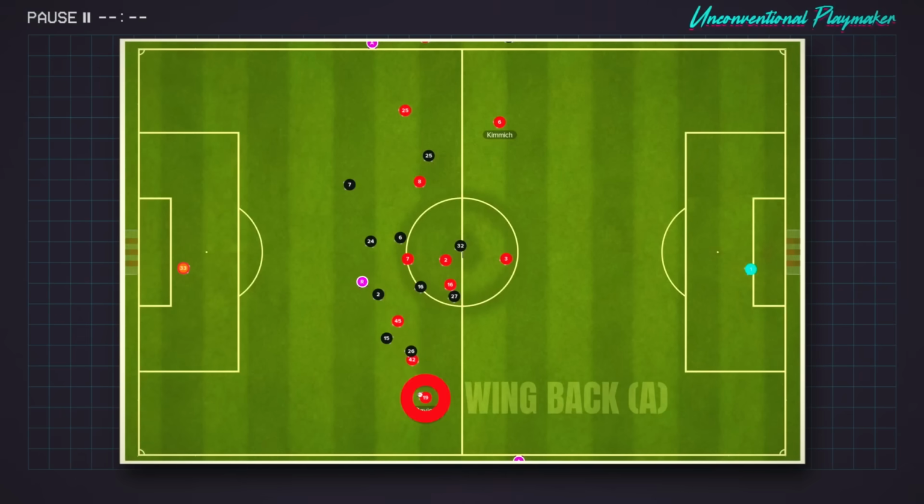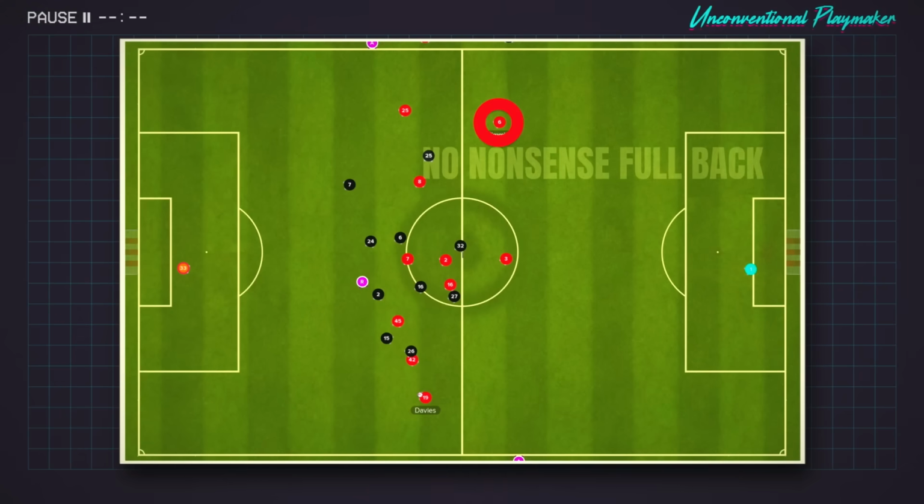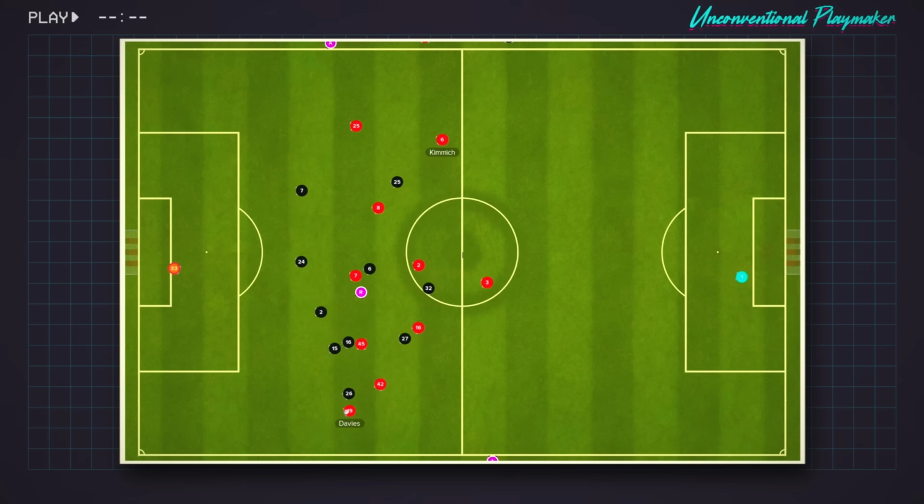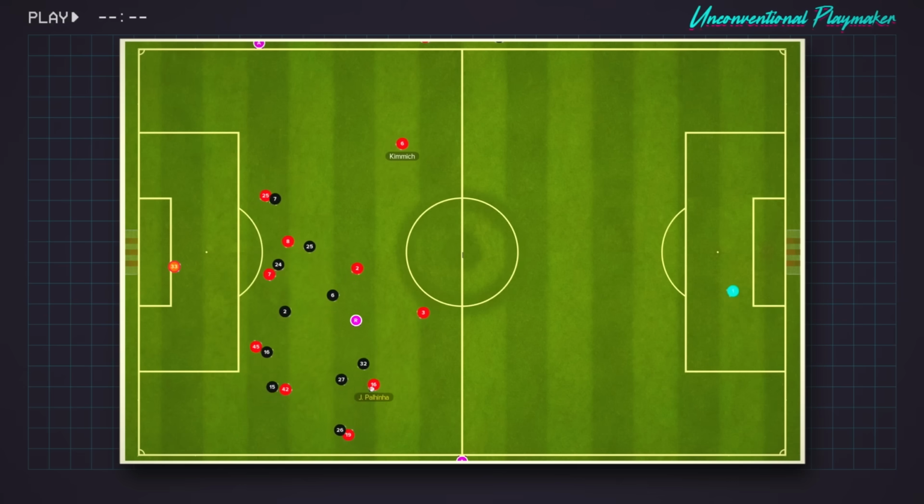In this one, my wingback is attacking down the left flank. Here's our no-nonsense fullback. His deeper positioning on the opposite flank gives the team a pseudo-playmaker. He's able to help dictate play and kickstart our goal.